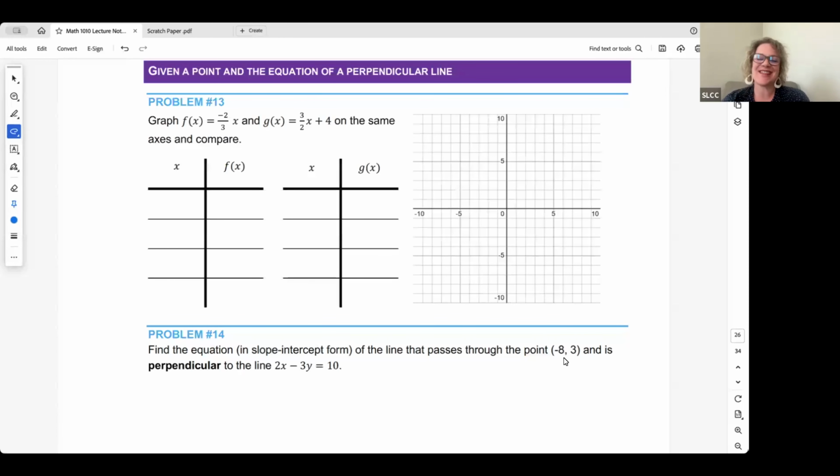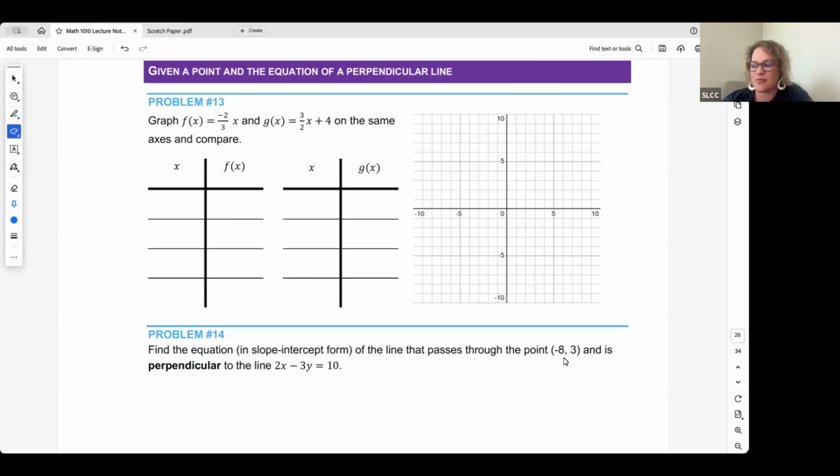Hello again. In this video, we will discuss section 1.3, linear functions. We're going to do problem number 13 and problem number 14. We'll be given a point and asked to graph the equation of a perpendicular line.